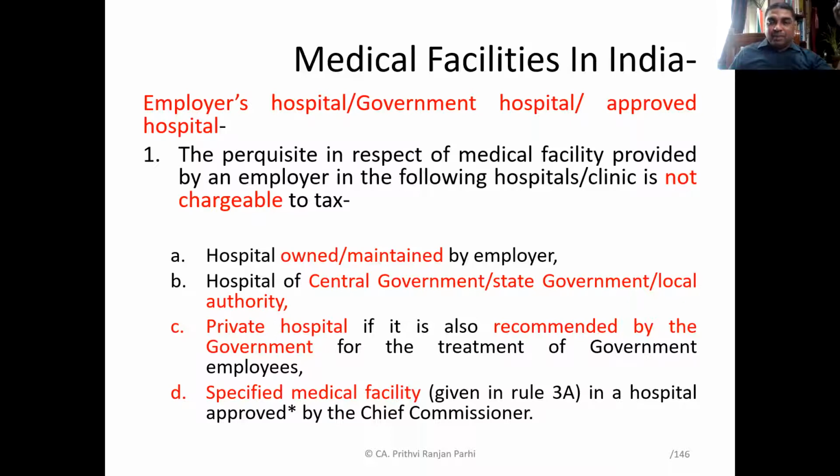And for a hospital of the central government, state government, or local authority, if treatment is given in this hospital and this facility is provided, that is also fully exempt. Certain private hospitals are also recommended by the government for treatment of government employees. So if treatment is provided in that hospital, then also it is exempt. And specified medical facilities, which are given in Rule 3A in a hospital, we are aware of. We have seen what Rule 3A is. So that is also exempt.